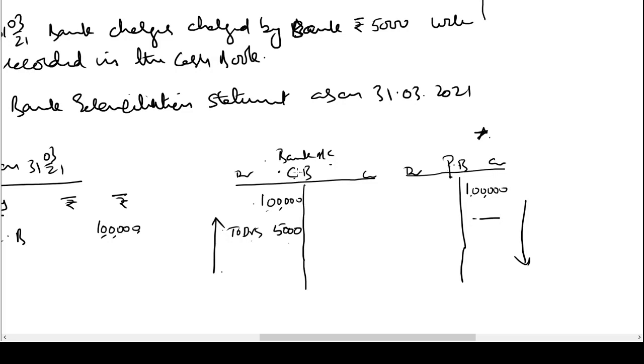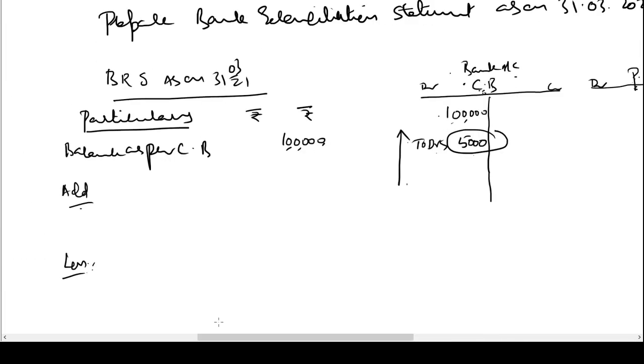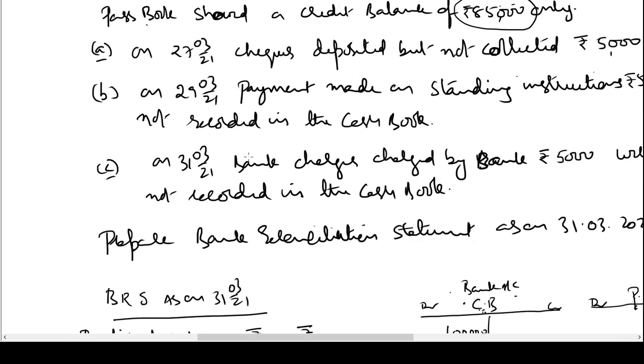So now the question is, what should we do to the cash book so that it will become equal to the passbook? I have to reduce this 5,000 rupees from the cash book balance to make cash book equal to passbook. So I'll go to my BRS and I'll record it in less. Checks deposited but not credited, rupees 5,000 in less. I'll put it in brackets. Let us see the next transaction now.